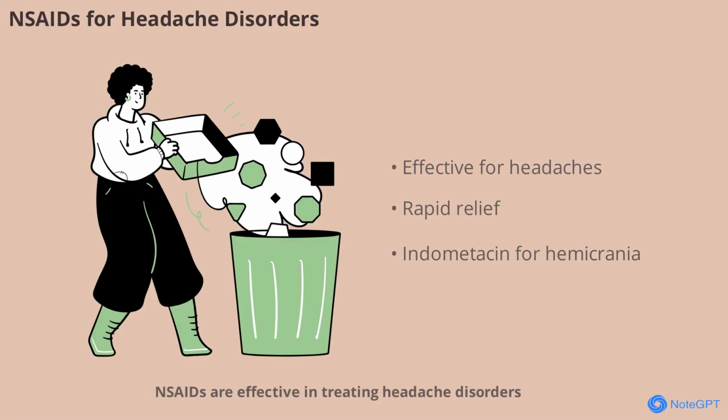NSAIDs are effective in treating headache disorders, including migraines and tension headaches. They provide rapid relief by targeting inflammation and prostaglandin-mediated pain. For certain headache syndromes such as paroxysmal hemicrania, indomethacin is uniquely effective. NSAIDs should be chosen based on headache type, patient history, and risk factors.